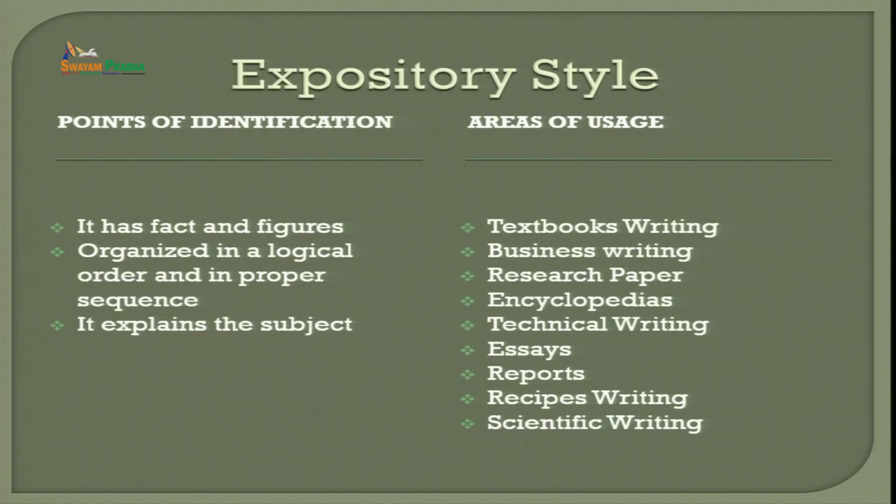Further we move to expository style. Now what is expository style? It has facts and figures. It exactly highlights what is there in front of you. That is expository style: it exposes the facts and figures, remember. It explains the subject in an organized, logical order in a proper sequence. For example, textbooks are written in expository style, business writings, research papers, encyclopedias, technical writing and reports, recipe writing. So it is a description of anything without using any other component of the author's brain, remember, that is expository style.